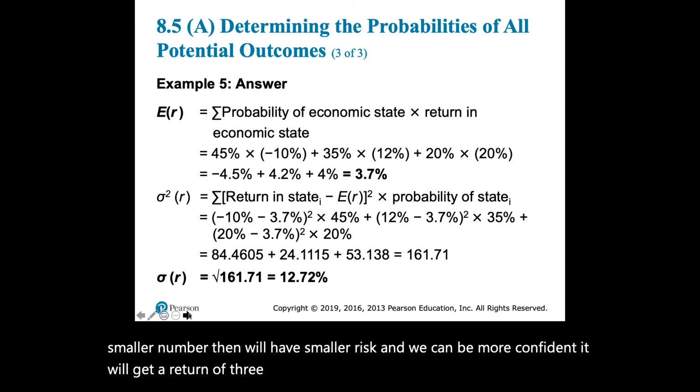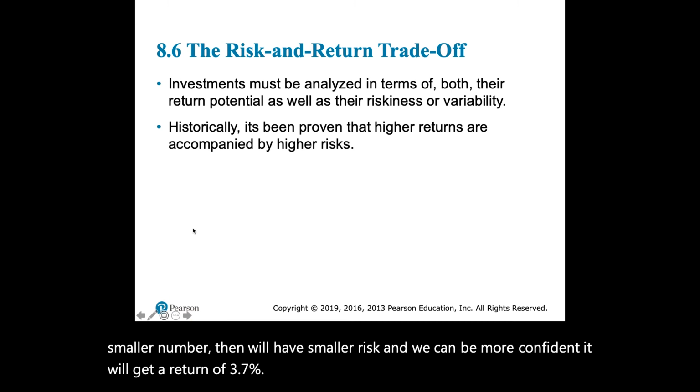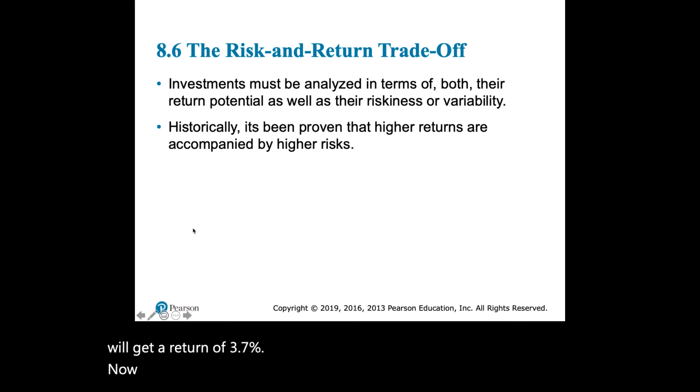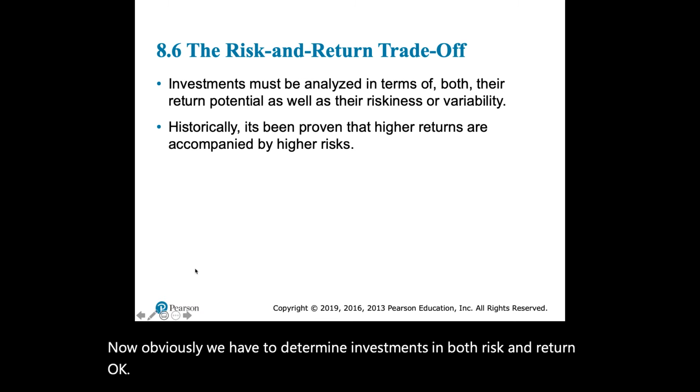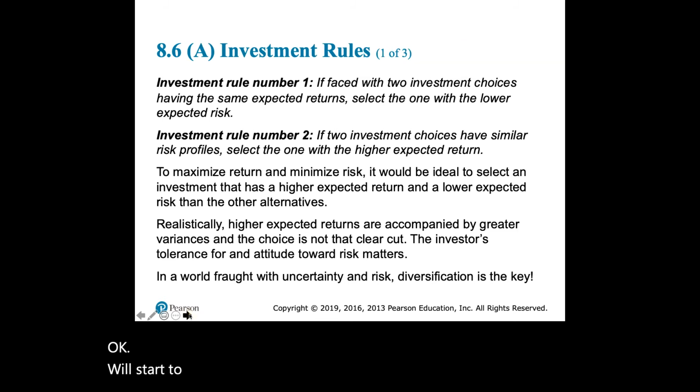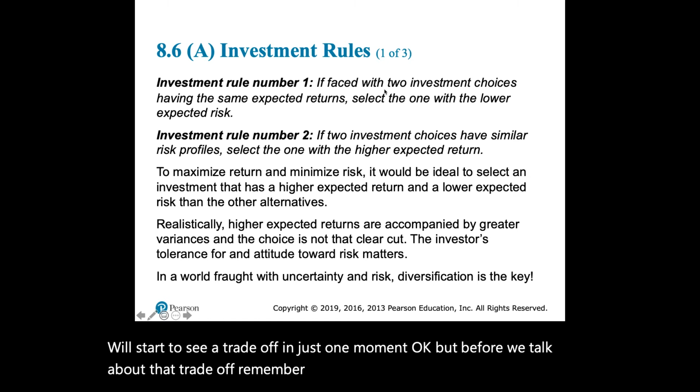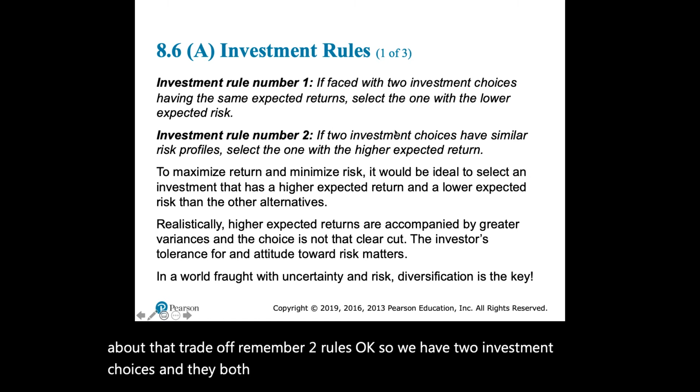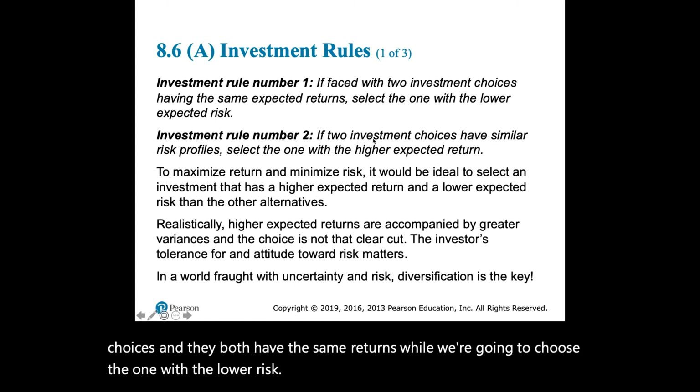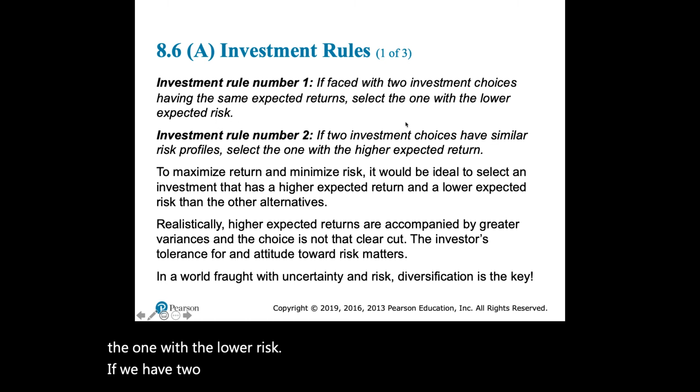Now, obviously, we have to determine investments in both risk and return. We'll start to see a trade-off in just one moment. But before we talk about that trade-off, remember two rules. If we have two investment choices and they both have the same returns, we're going to choose the one with the lower risk. If we have two investment choices that have similar risk, then we'll choose the one that has a higher expected return.